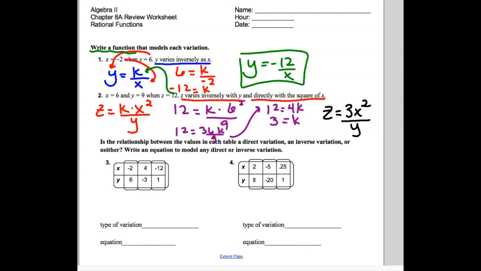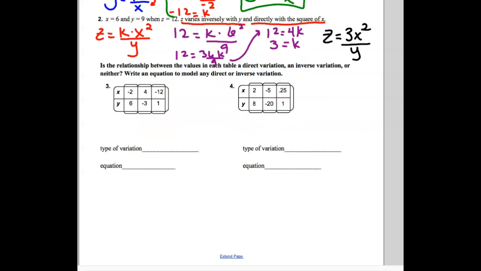All right, the next type of question asked us to look at a table of values and determine the type of relation. Is it direct variation, inverse variation, or neither? And then once we figure it out, they do want us to come up with an equation that would model it. All right, so to review, if it is direct, we know that y equals k times x. So we would have to divide y by x and get a constant every single time for it to be direct variation. So let's try that. If it doesn't work, we can try the inverse option.